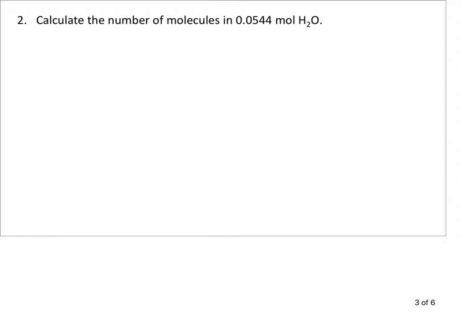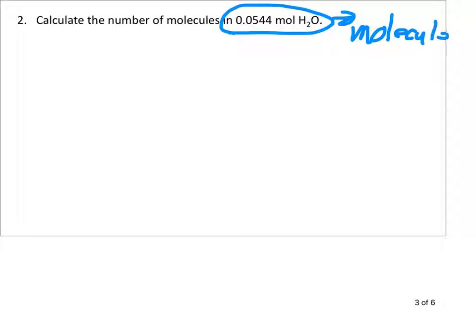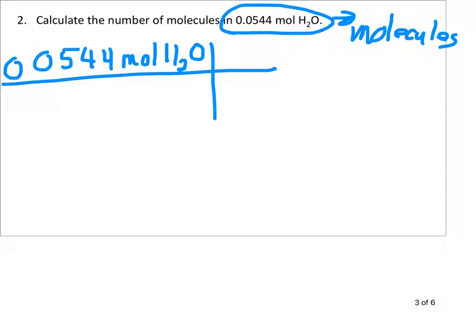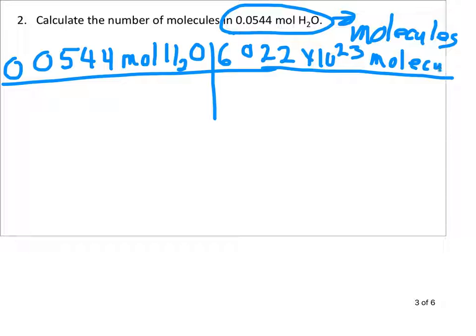Number 2, okay, so we're going from moles of H2O to molecules. So 0.0544 moles H2O times 6.022 times 10 to the 23rd molecules in 1 mole of H2O, molecules of H2O.